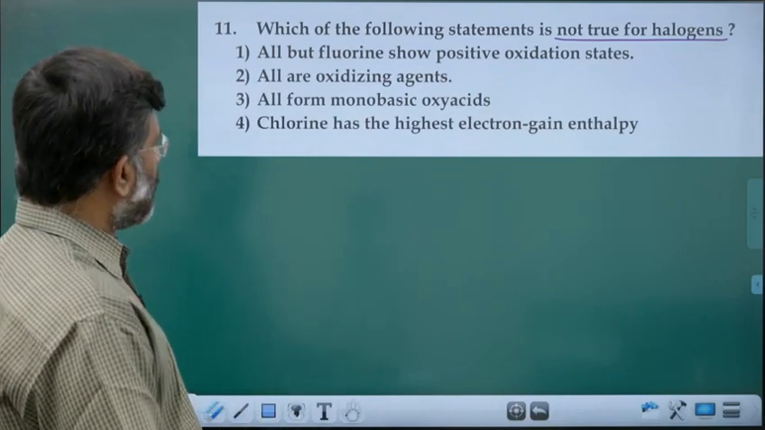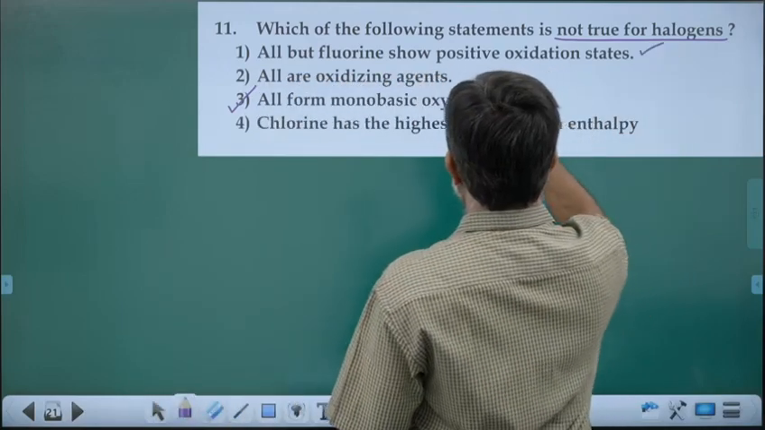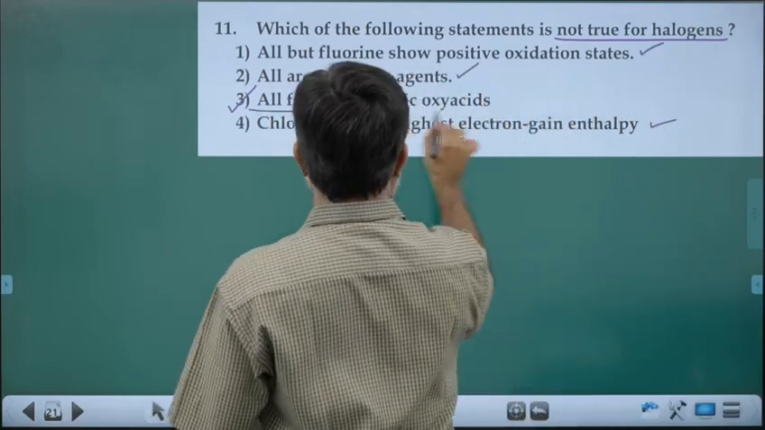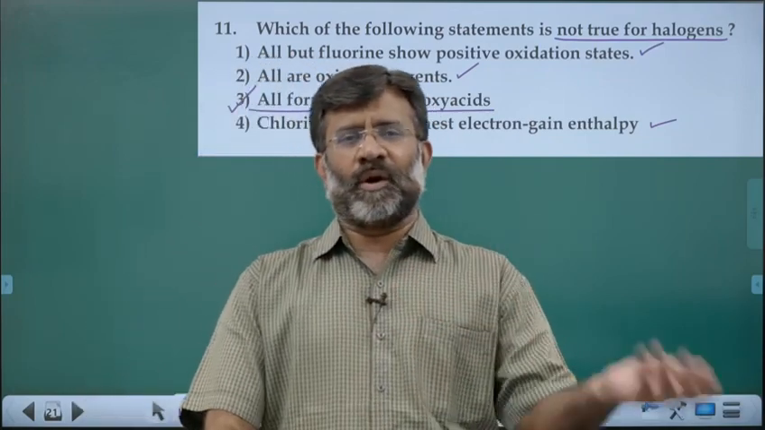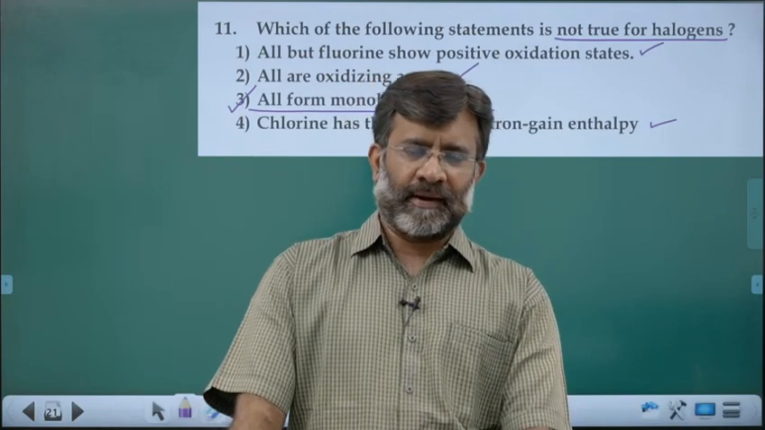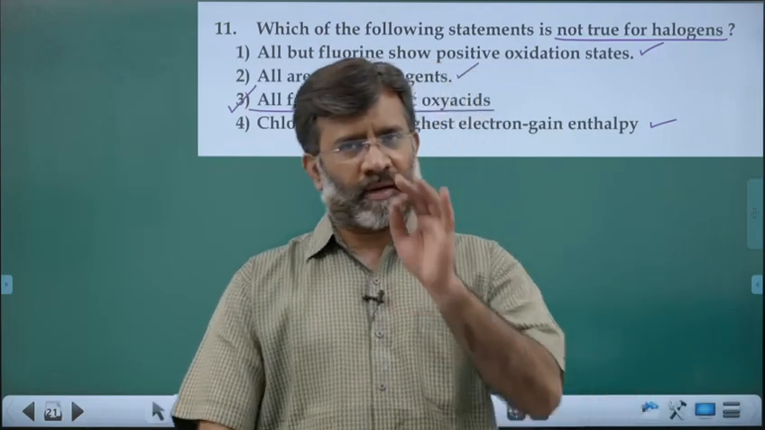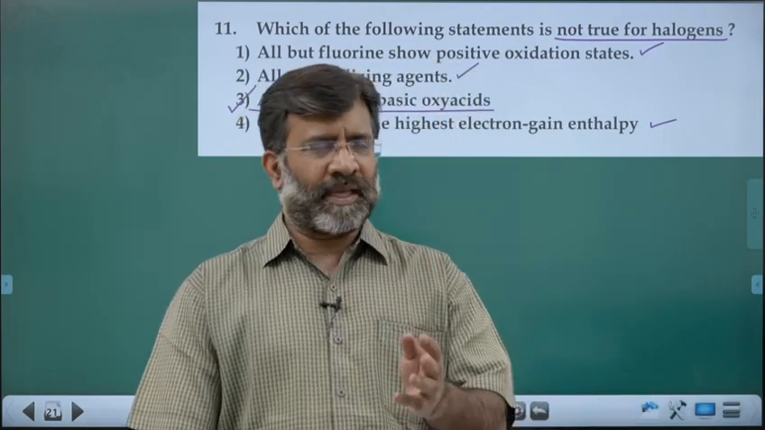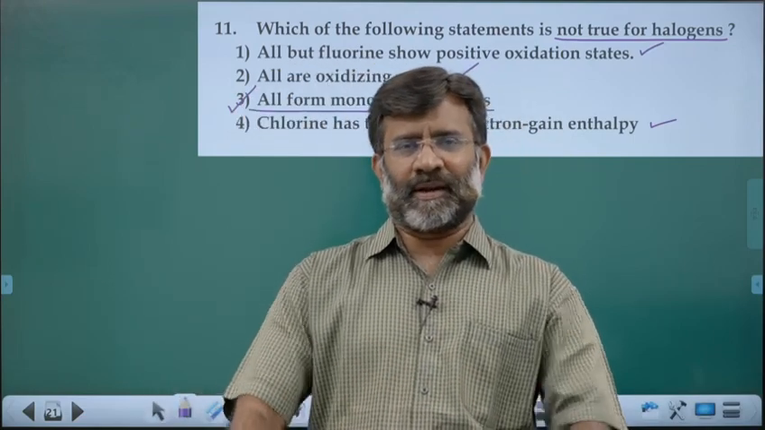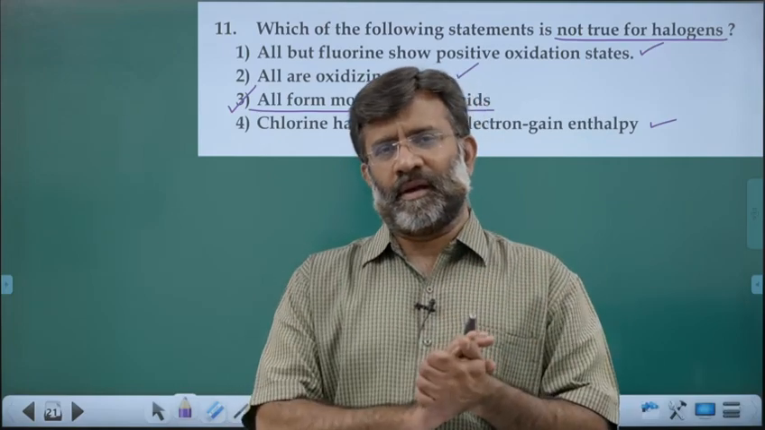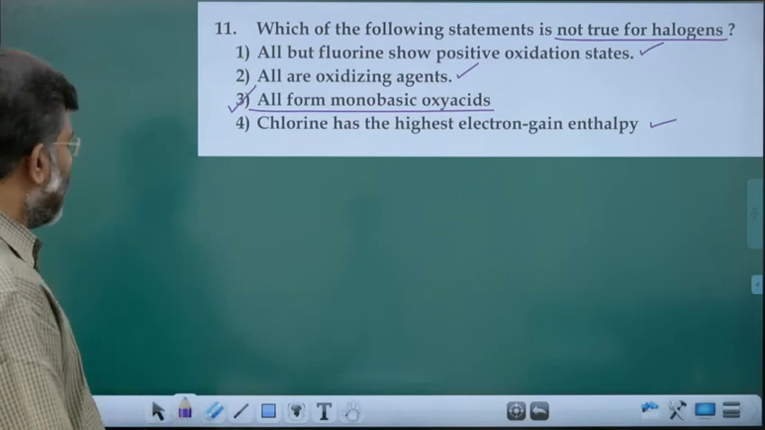Chlorine has highest electron gain enthalpy. Oh, so this will be the answer. Because this is true, this is true, this is true. Here it is not completely true, because we know fluorine does not give all oxoacids. All oxoacids are given by chlorine, and somewhat by bromine and iodine, but not fluorine. Fluorine, for the namesake, forms one oxoacid, and that is HOF, that too under specific, isolatable, low temperature conditions. Okay? So that will be the incorrect statement.